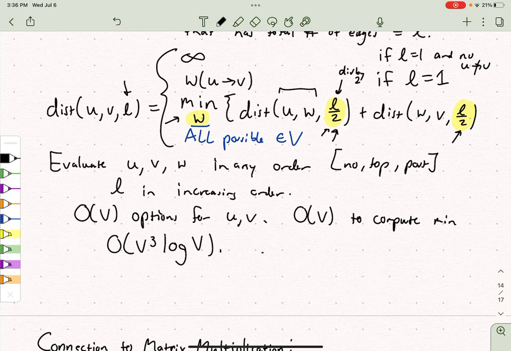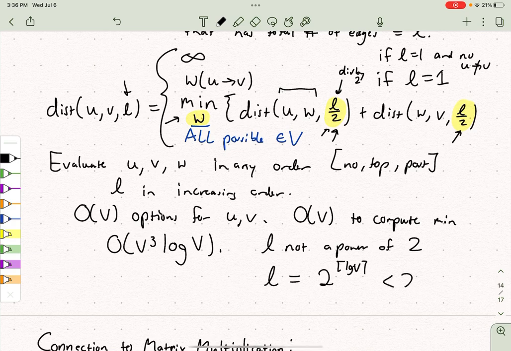Now, of course, if L is not a power of 2, this technically won't work, but we can always use the default value L is 2 to the ceiling of log V, and this is something less than 2V, but it's still at least the size of V minus 1. So we just pick the smallest L that's bigger than the size of V minus 1, but is still a power of 2.